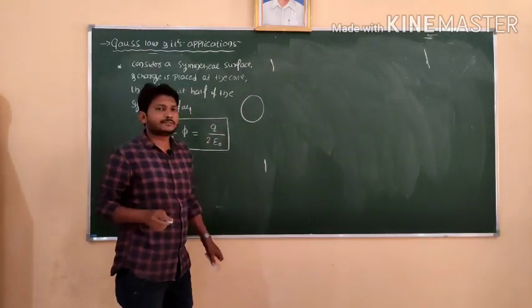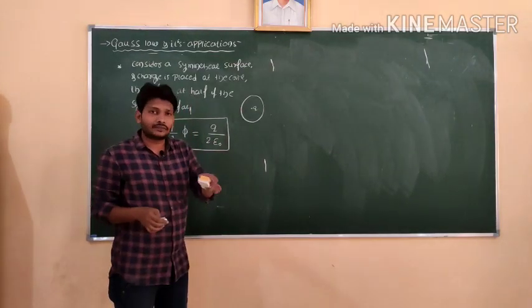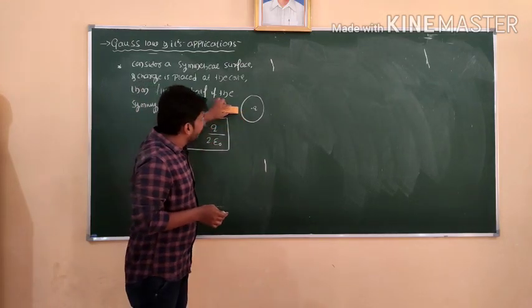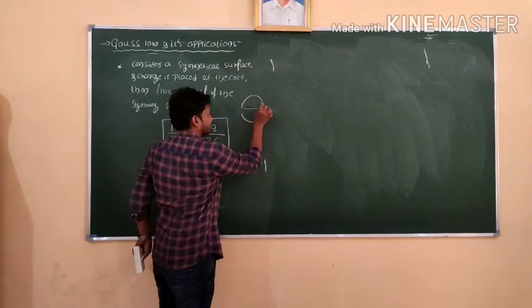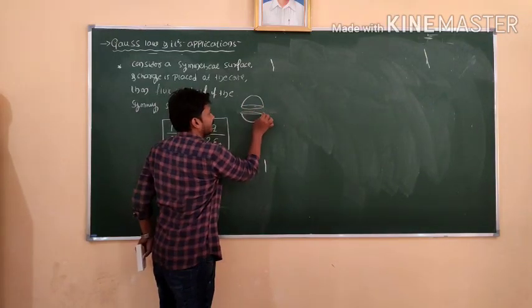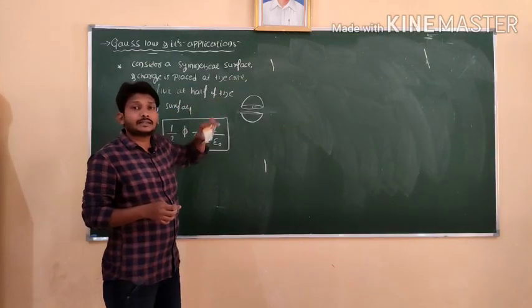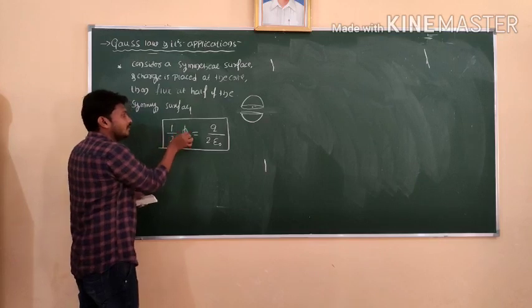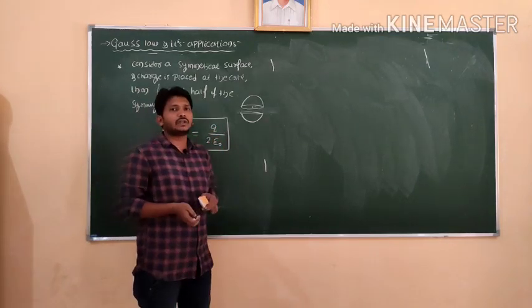In the case of that spherical body, let me place one charge at the center of this sphere. Now I will divide that sphere into two equal parts here. Then what's the flux through each half of the symmetrical surface here? Each half means 1/2 phi. So it is equal to q divided by 2 epsilon naught here.